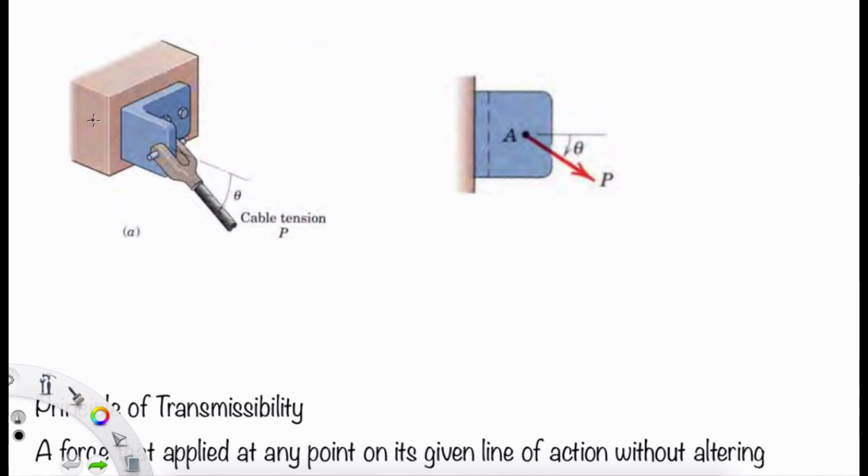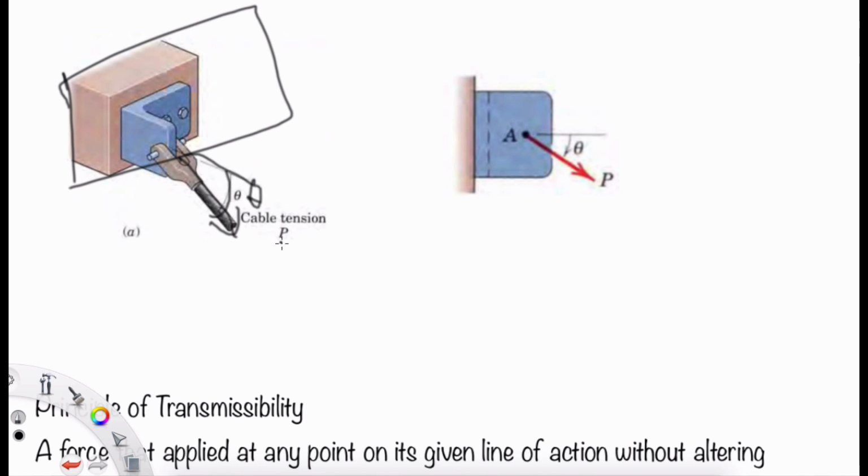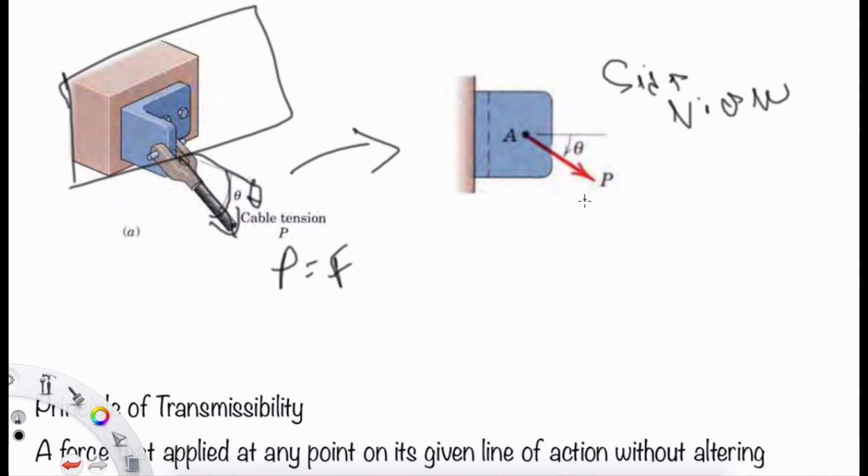Here is an example of a real-life situation: if you have a bracket and a cable tension, there will be an angle. The cable tension has a magnitude and also a direction, and P refers to the force F, so it is a vector quantity, and we also have theta. It may not be easy to see like this, so you change it to the side view, which makes it easier to find P, its direction and magnitude, and also the angle theta.